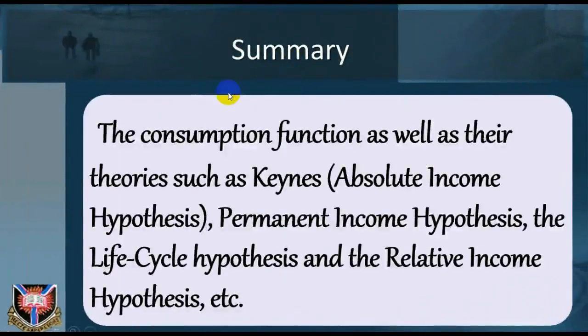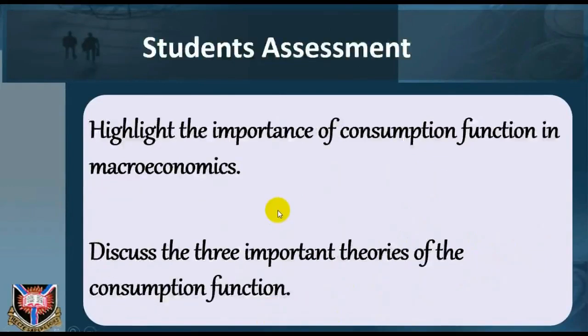Study session summary. In this study session, you examine the consumption function. This is the largest component of aggregate demand. Various theories have sprung up to explain the behavior of this important function. There is the theory by Keynes, the absolute income hypothesis, which states that consumption depends on current income. Other theories, notably the permanent income hypothesis, the life cycle hypothesis, and the relative income hypothesis, however, argue that consumption is a function of permanent rather than current income.